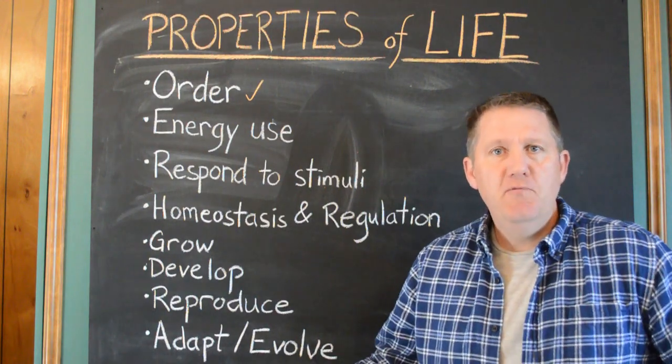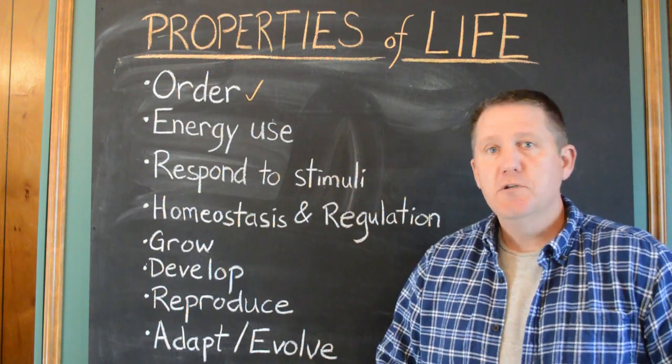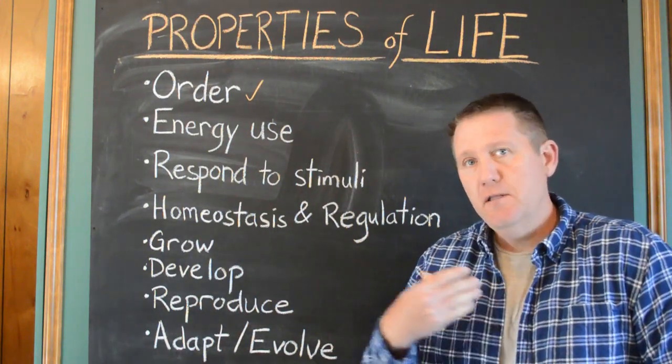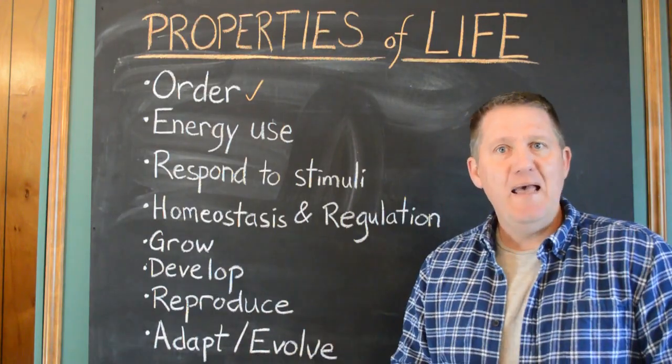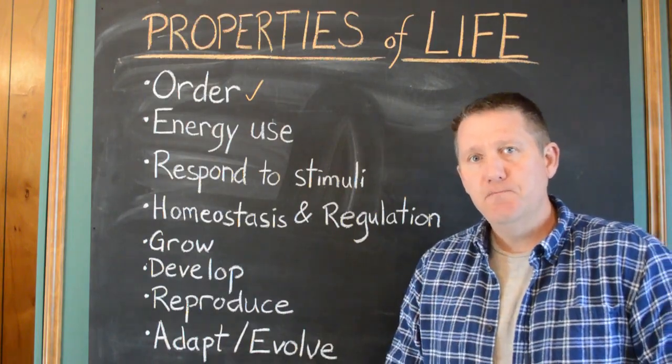Energy use. Like I said before, plants get their energy from the sun, so do algae, whereas other living things get it from food. We get it slightly differently than fungi do. We both eat organic matter, but we eat it with our mouths. They absorb it through their cells.